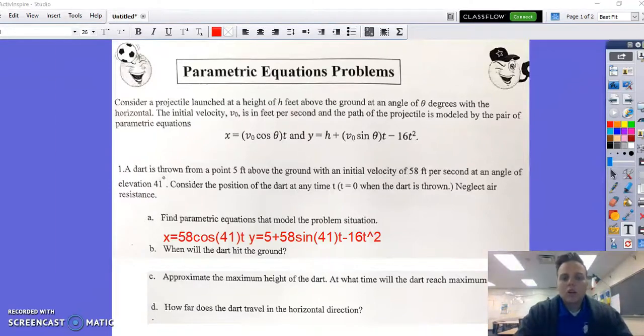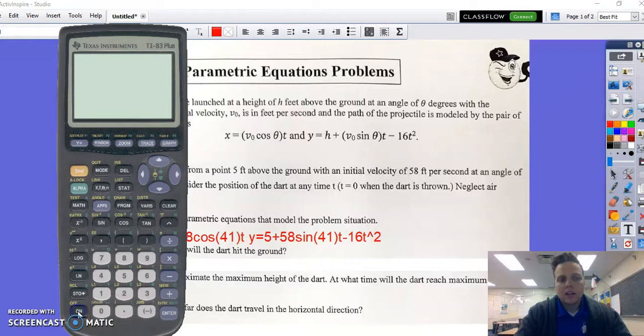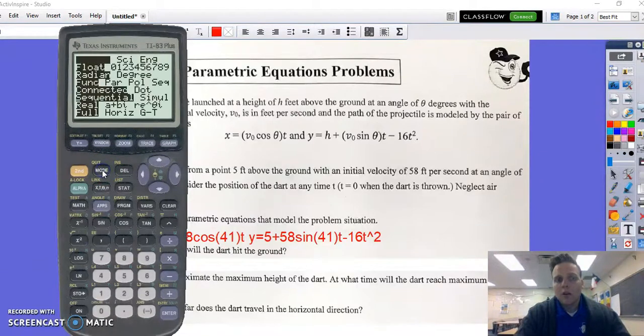So you're going to pull up a calculator and turn it on. If I can get mine to turn on. There it goes. You're going to make sure you are in parametric mode. To get in parametric mode, you hit mode, you see PAR, you scroll down to PAR, and press enter. Now I'm in parametric mode. Also, you want to be in degree mode because this was given to us as 41 degrees, so we change ourselves to degrees.